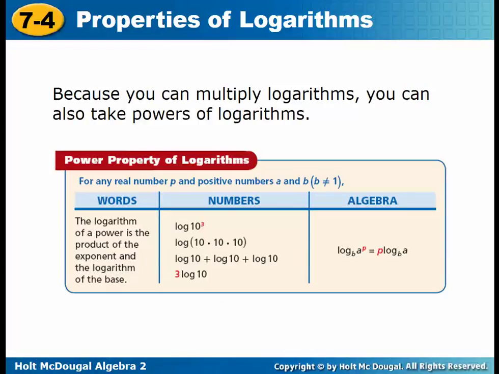We can also take powers of logarithms. The logarithm of a power is the product of the exponent and the logarithm of the base. So in numbers, if you have the log, this is, remember, base 10, of 10 to the third power, you would put the 3 in front and be multiplying by the log base 10 of 10. In algebra with variables, log base b of a to the p, you can put the p in front and then multiply.